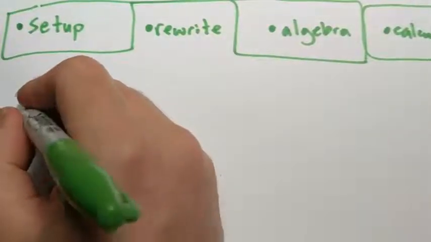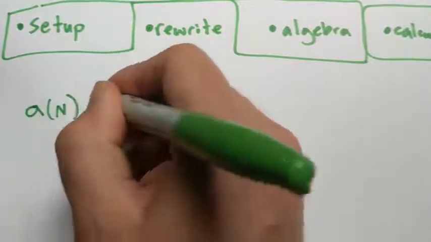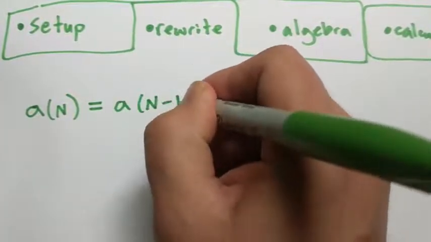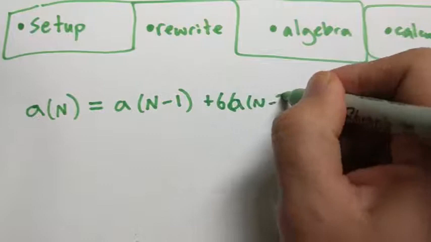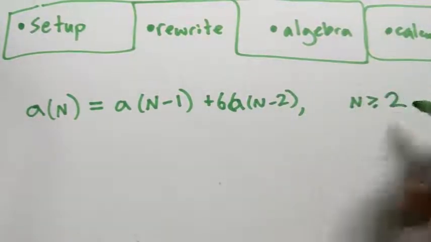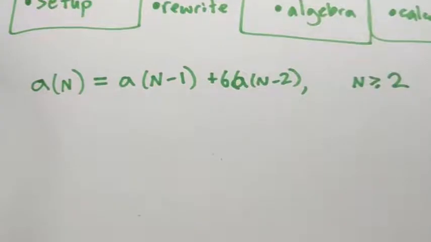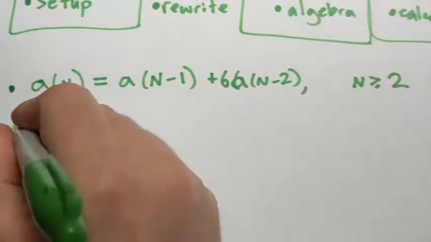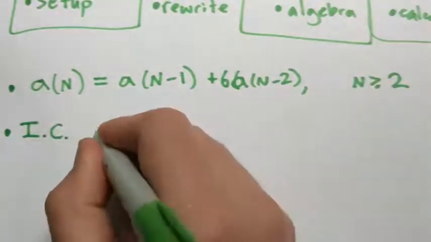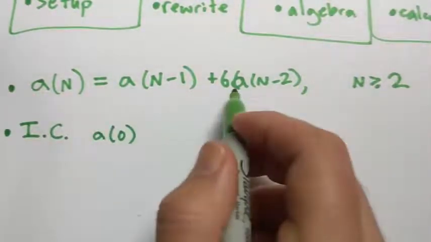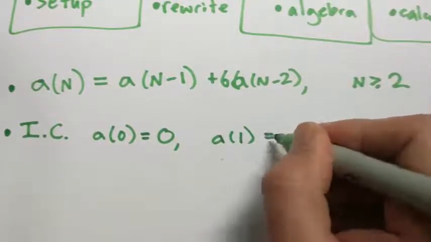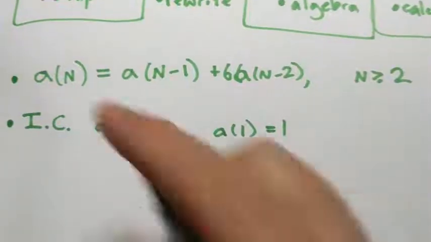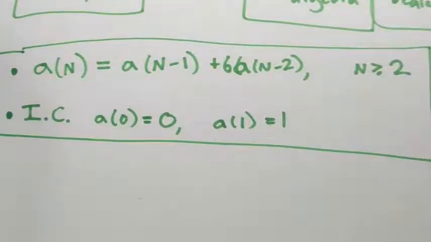So first is the setup. I'm going to do a recurrence. This is a sequence defined recursively by a of n equals a of n minus 1 plus 6 a of n minus 2, where n is greater than or equal to 2. And there are going to be some initial conditions here. I need two initial conditions because this doesn't kick in until n is 2. So I'm going to say a of 0 is 0 and a of 1 is 1. So this is actually the sequence that I'm trying to find a closed form expression for.